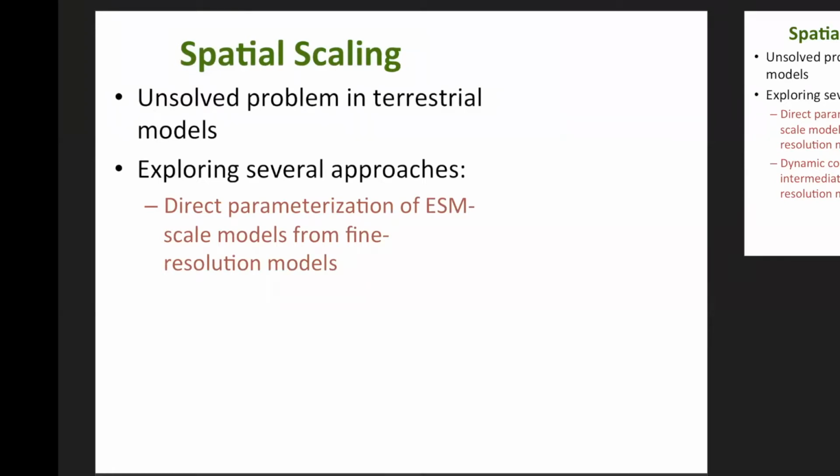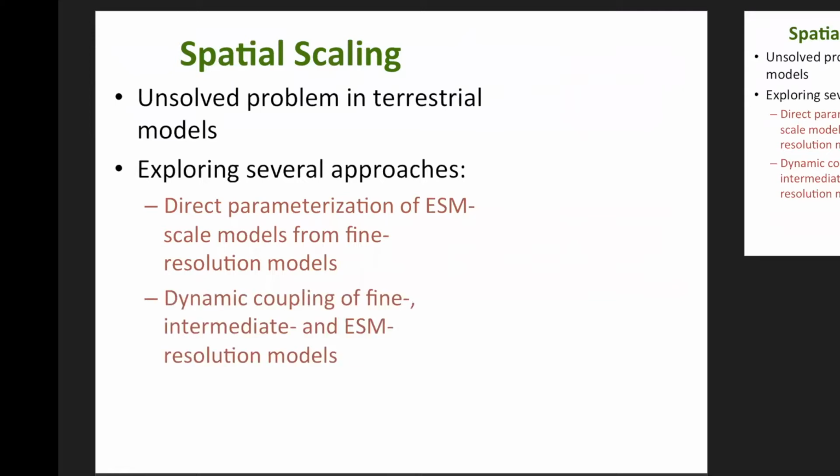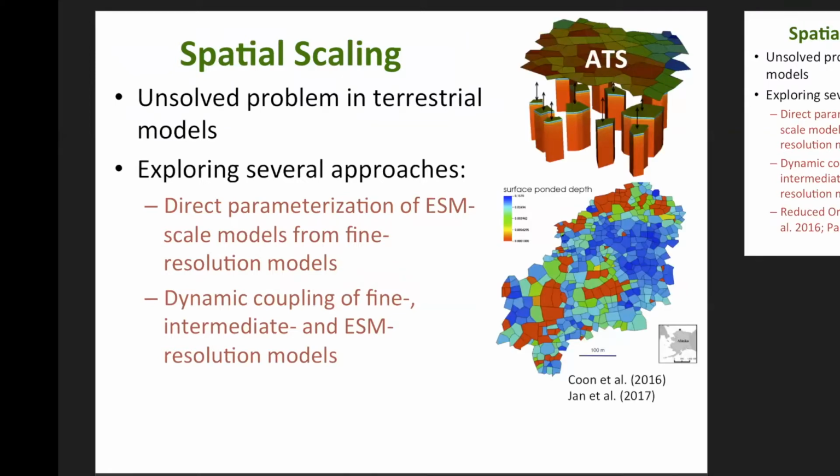One is to try to parameterize the ESM scale models, which might be 25 kilometers or something, so pretty coarse resolution compared to the underlying heterogeneity, from fine resolution simulations. So there's some work going on in that. There's also work using the ATS, which I'll show in a second, of attempting to couple fine resolution models to an intermediate scale, which you might think of as a landscape scale, and then finally up to an ESM resolution model. And so this is a figure that Scott Painter at Oak Ridge sent me, highlighting some work in a couple of their recent papers.